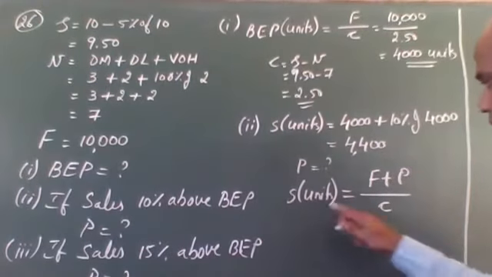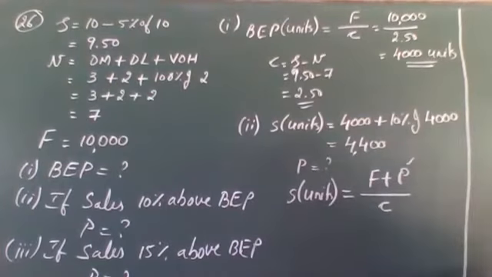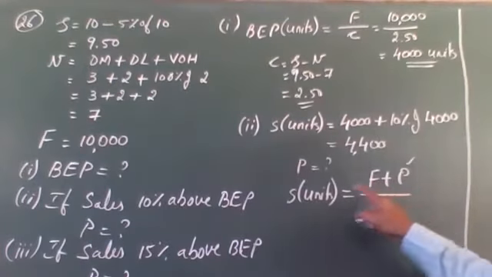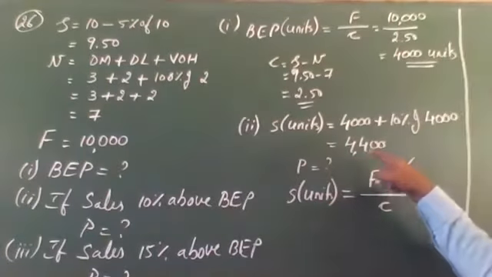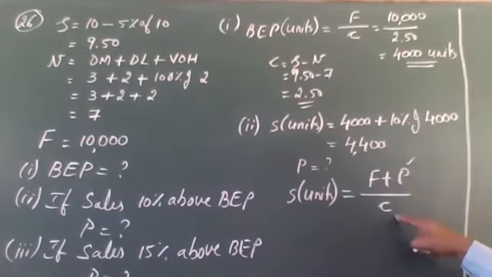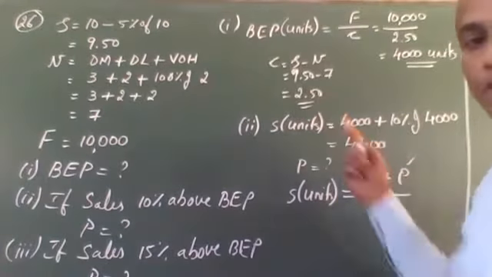You can apply this formula in order to find out the profit. So I know fixed cost, yes sir. It will remain same, yes. Do you know sales units? Yes sir. Do you know contribution per unit? Yes sir. So can't we apply it?